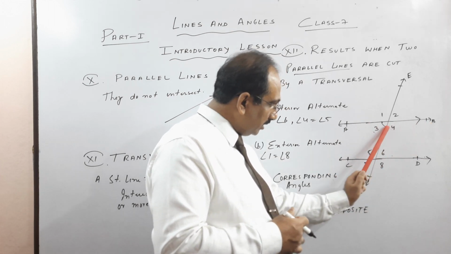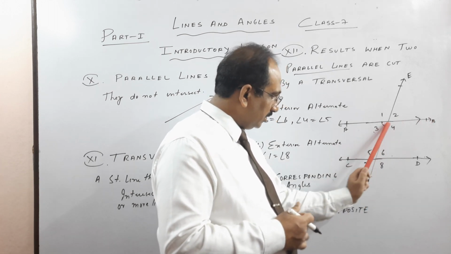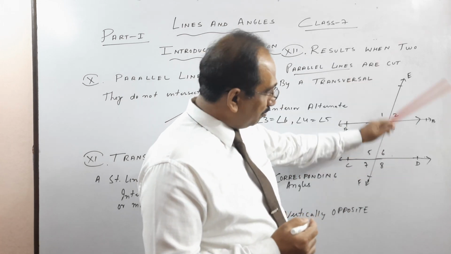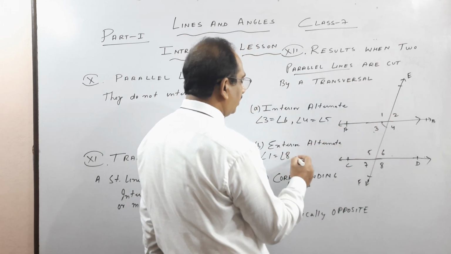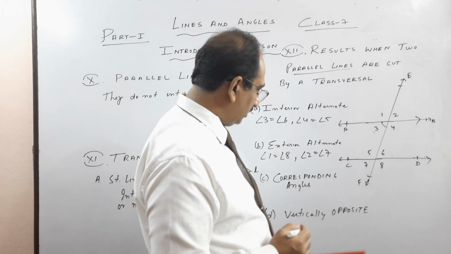Remember the word Z, but this is a little opposite way of writing Z. This is Z, so this is 4, 5, 3, 6. Exterior alternate, outside the parallel lines, 1, 8 and 2, 7. Angle 2 is equal to angle 7.